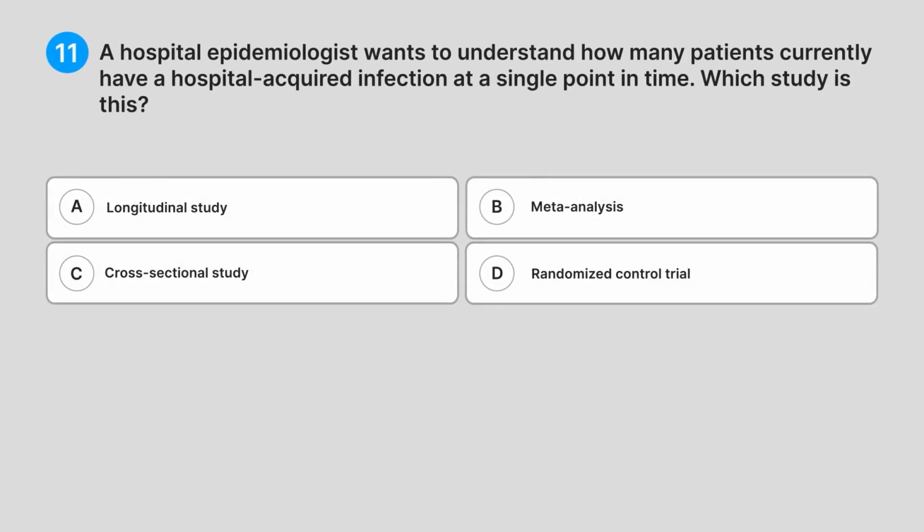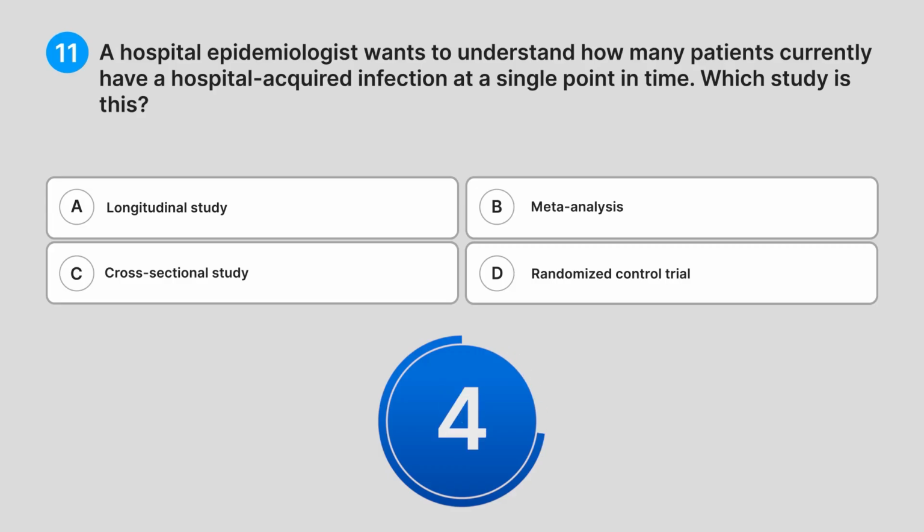11. A hospital epidemiologist wants to understand how many patients currently have a hospital-acquired infection at a single point in time. Which study is this? A. Longitudinal study. B. Meta-analysis. C. Cross-sectional study. D. Randomized control trial. Can you guess the answer?